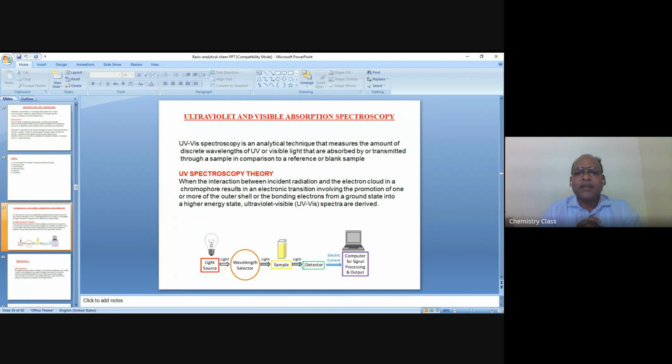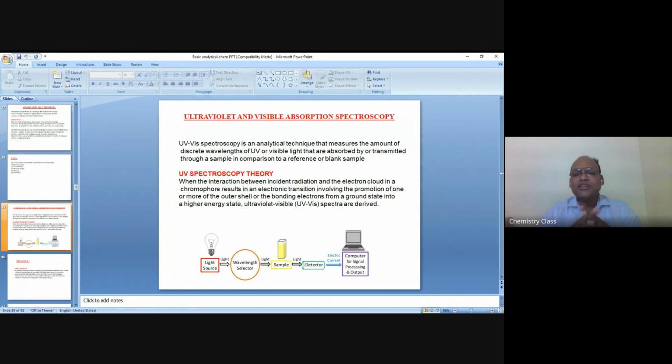UV or visible spectroscopy is an analytical technique that measures the amount of a discrete wavelength. See, that is the terminology, discrete wavelength. You know, what is the amount of a discrete wavelength of UV or visible light that is absorbed by or transmitted through a sample in comparison to the reference or blank sample.